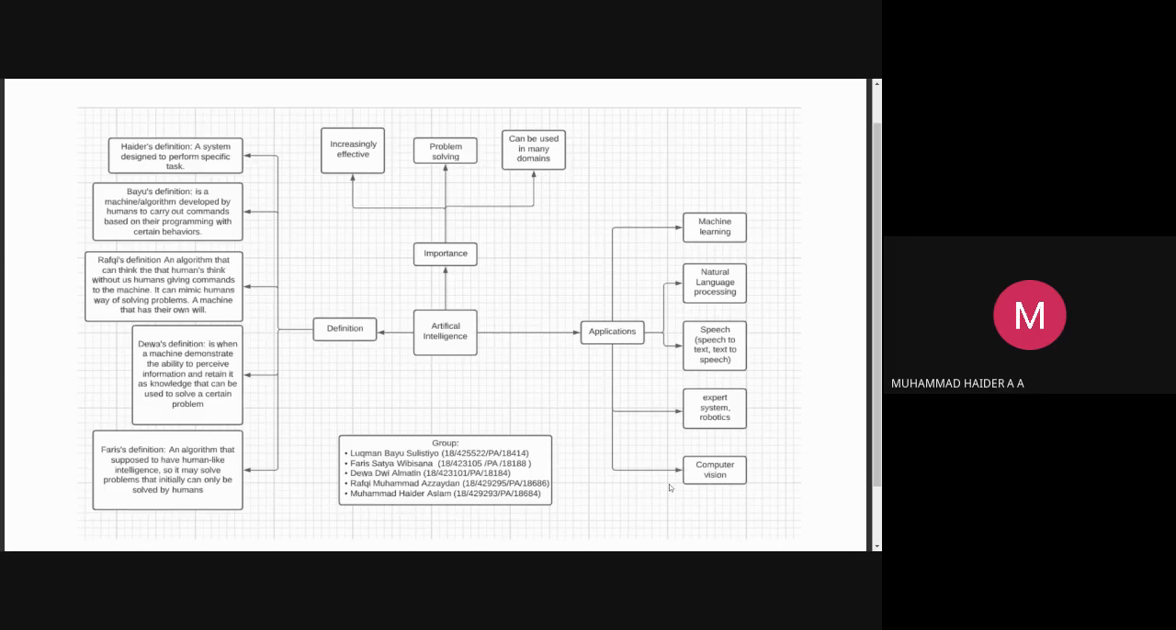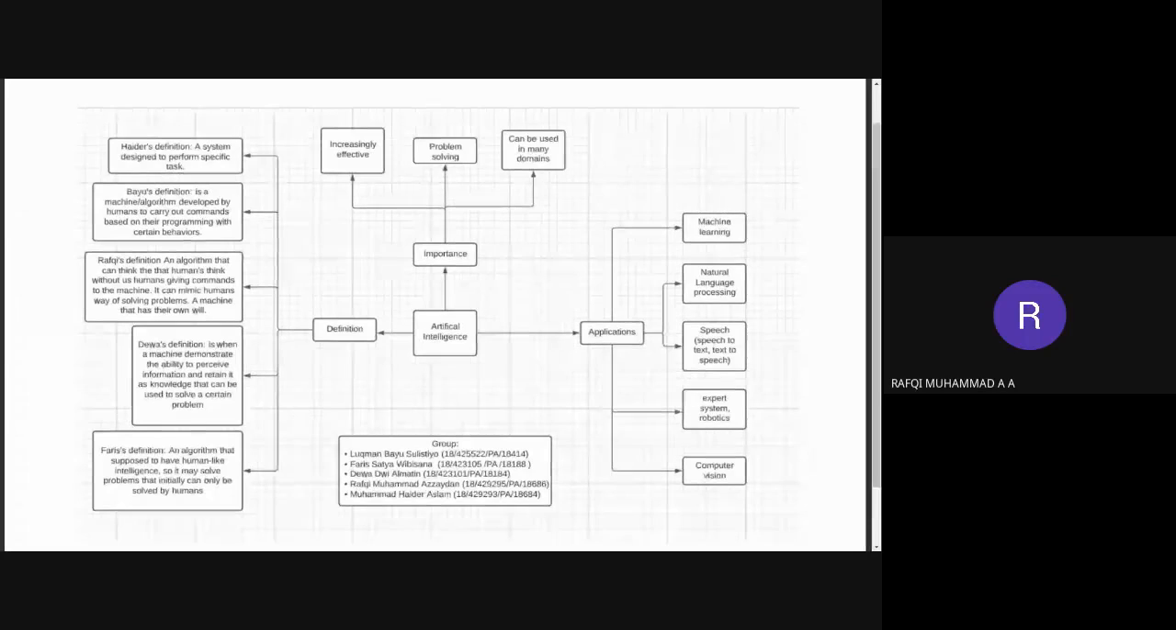Okay, so to conclude all of it, AI has quite a bit of potential in the future because it has many applications and can be used in many different domains. And one more thing, I'm sorry if our presentation isn't visually pleasing. We decided to dig deeper into the science part of AI. Thank you.